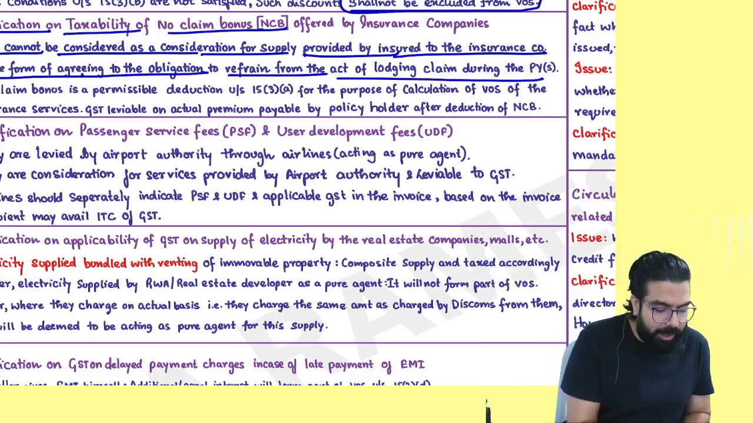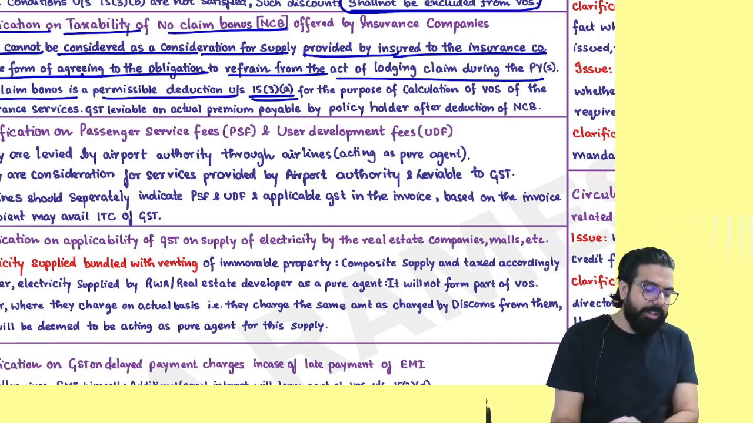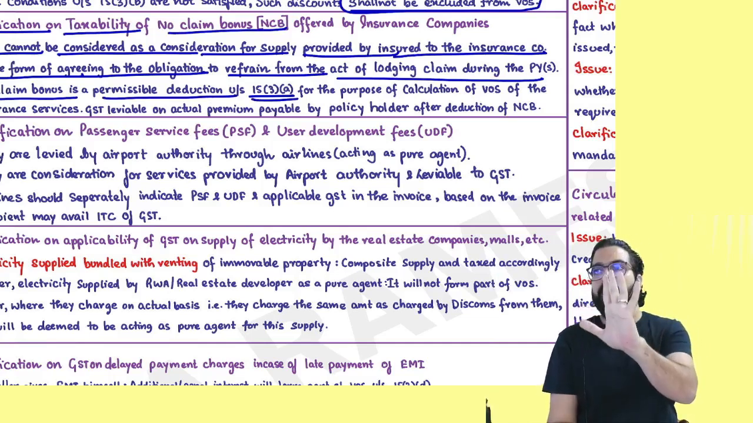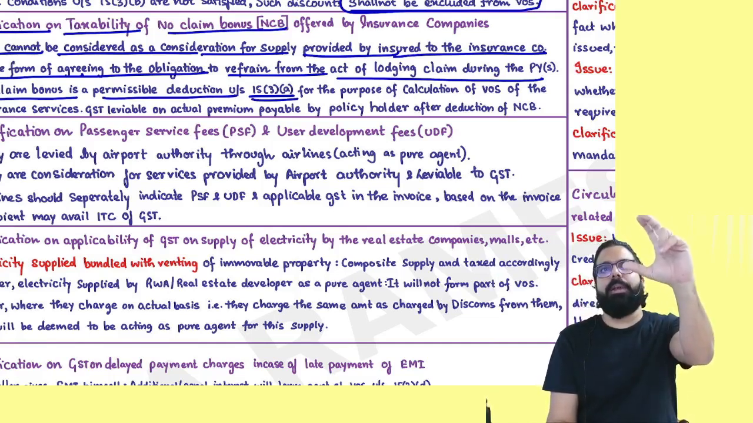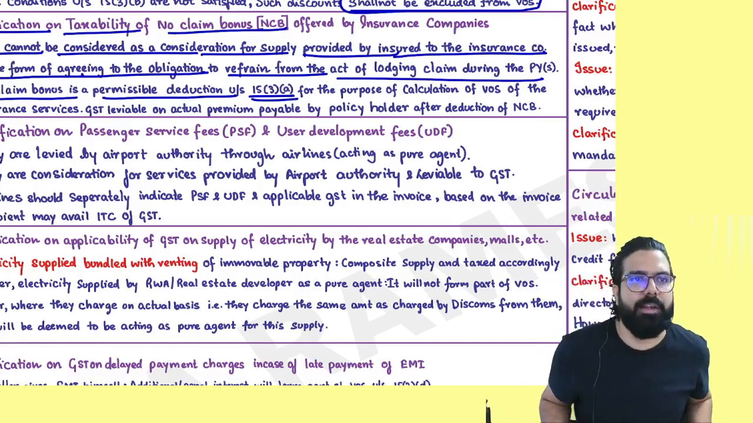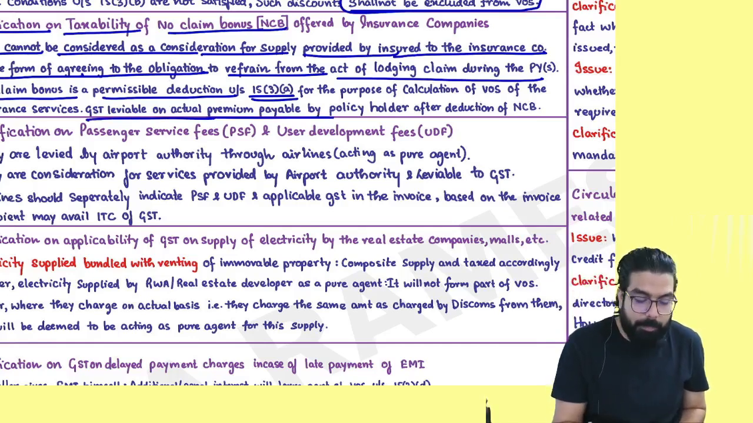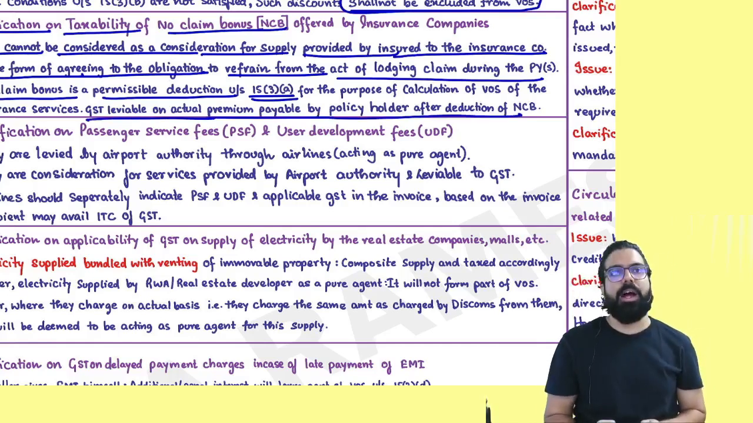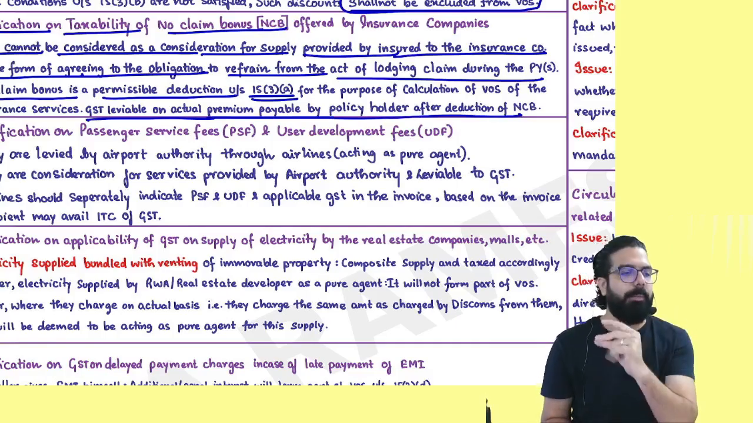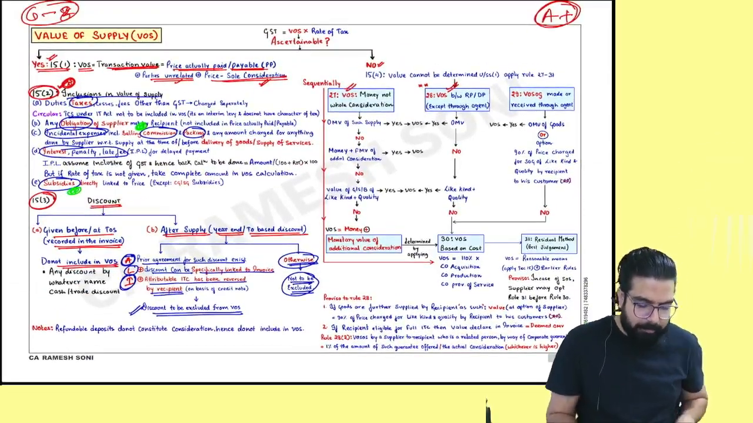Sir, it is simple. No claim bonus is what? It's a permissible deduction under 15(3)(a). It is nothing other than discount. Tell me one thing, the insurance company charged me a 10,000 premium and paid a 2,000 rupees no claim bonus. On what amount will they charge me GST? 8,000. GST will be levied on the actual premium payable by the policyholder after deducting what? No claim bonus.